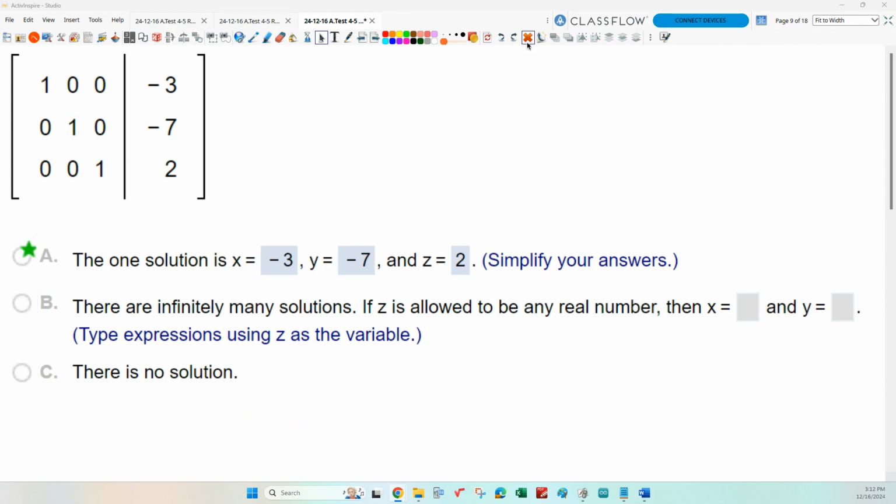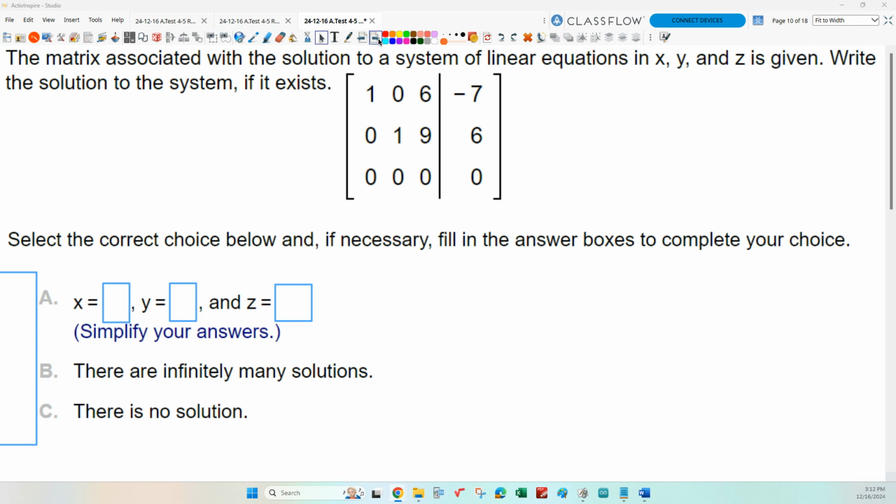Okay. What if you get that result? No solution. Infinite. Okay, it is infinite. Now, how do you know? Because that bottom line is the equation 0 equals 0, which is true, right? So it would be infinitely many solutions.